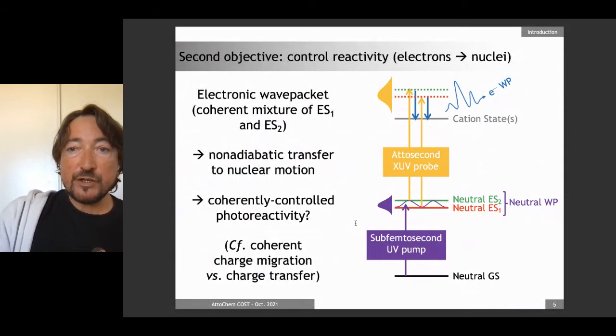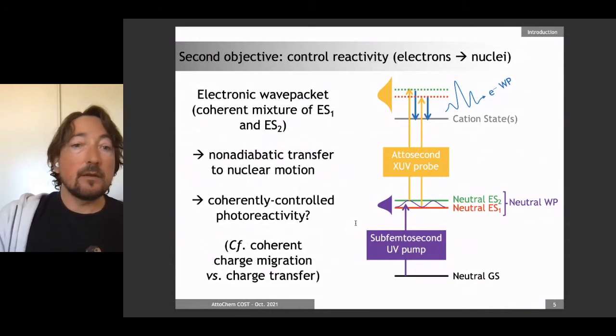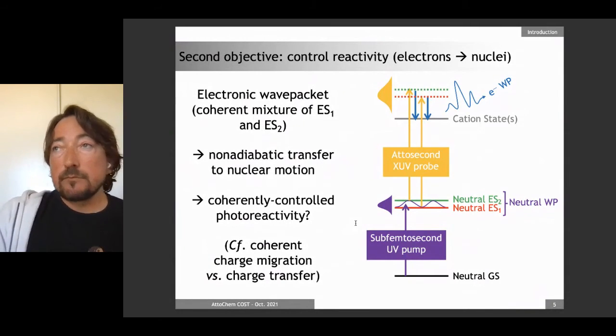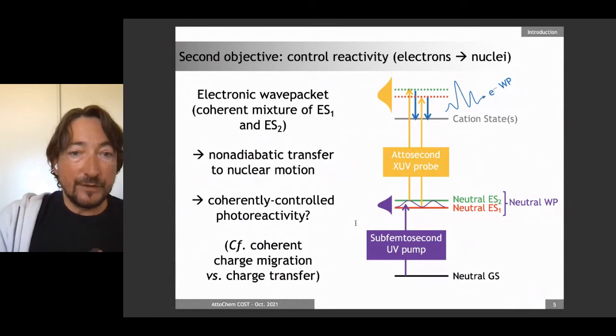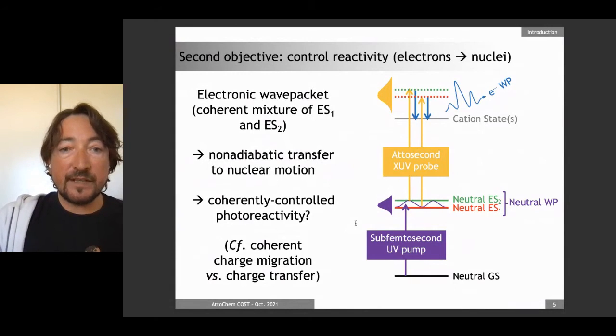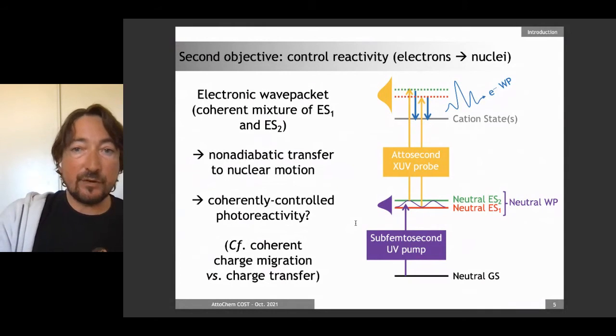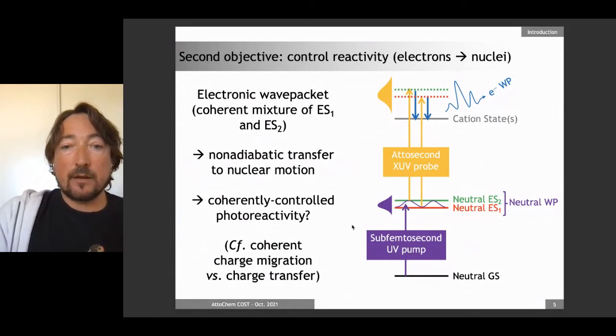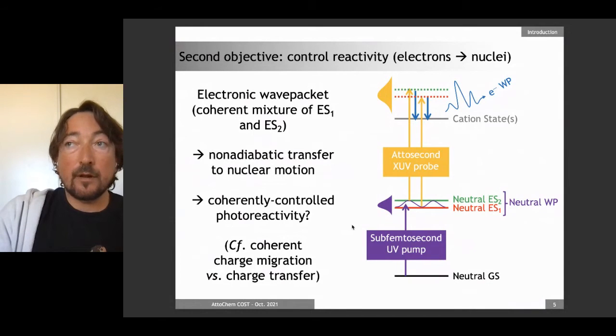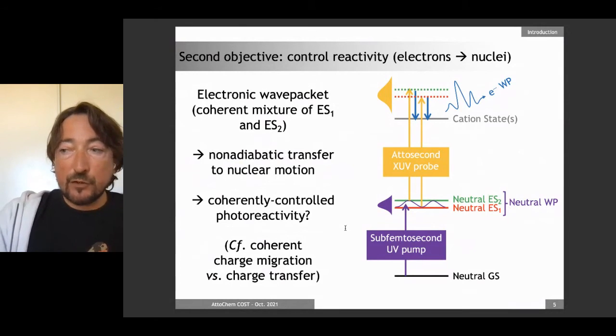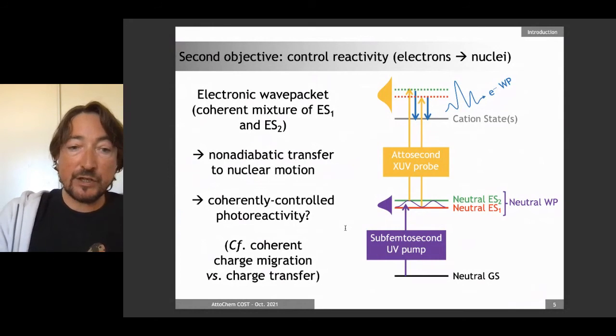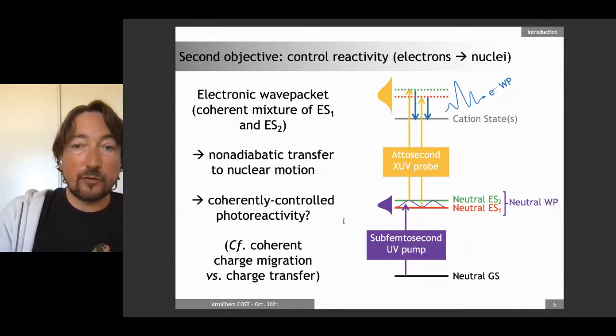Now, the essential questions that are to be asked in such a context are, should we consider that the nuclei will be moving enough to induce possible decoherence of the electronic system? Will non-adiabatic effects be essential in this context? And probably they will. And can we then consider that photoreactivity could be coherently controlled over long enough timescales? Or is it likely that this coherence will be destroyed very early on? And can we play with this coherence, or is it too sensitive? Such questions have been much addressed in the context of charge migration versus charge transfer in cations. Now, our objective is to see how they translate into the world of neutral molecules.